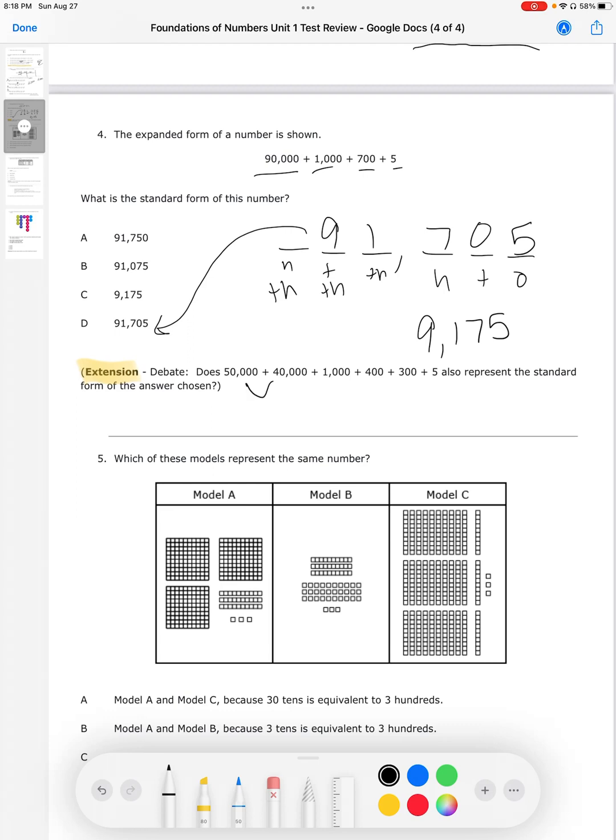So 50,000 and 40,000, those are both numbers in the 10,000s. Well, 50 and 40, that's going to be 90,000 plus 1,000 plus, we'd have to combine this 400 and 300 for 700 plus 5. Yes, it does represent the same thing. It is the same number. It's just been decomposed even more than what was up top.